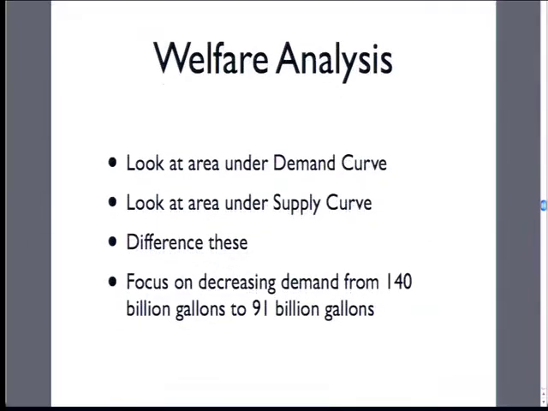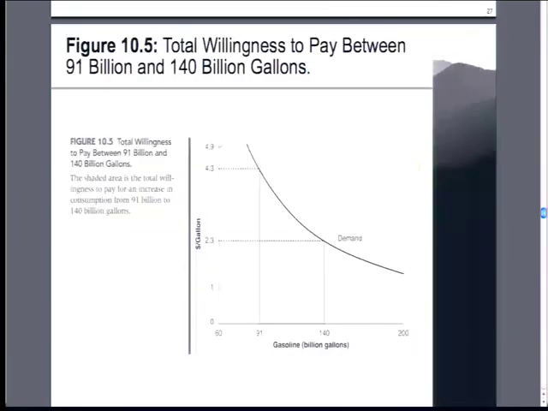So when we do our welfare analysis that we did on the midterm, we look at the area under the demand curve, we look at the area under the supply curve, and we subtract the area under the supply curve from the area under the demand curve, and we'll get this area in here, and that's the amount of welfare that's being created by this level of production. In the gasoline case, we'll have two different levels of production to look at. We'll have 140 and 91 billion gallons, and we'll look at the difference between those, okay?